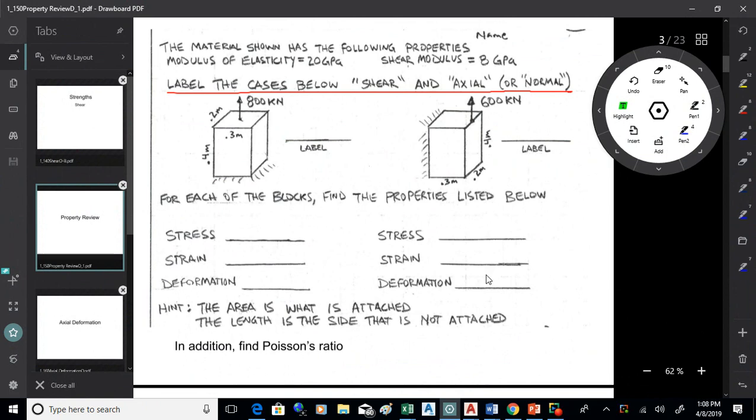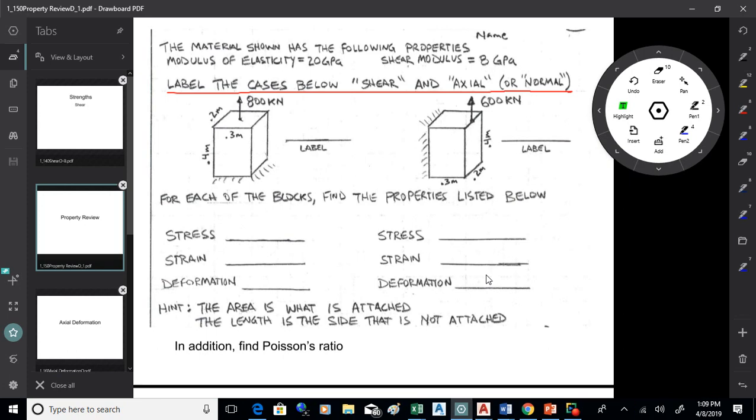All right, now let's have a look at this one. I've got a couple blocks here. The hatching indicates where they're attached to a surface. So the one on the left's attached to the floor, one on the right is attached to a wall. Which one is shear and which one is axial? Why doesn't everybody just start by labeling those?